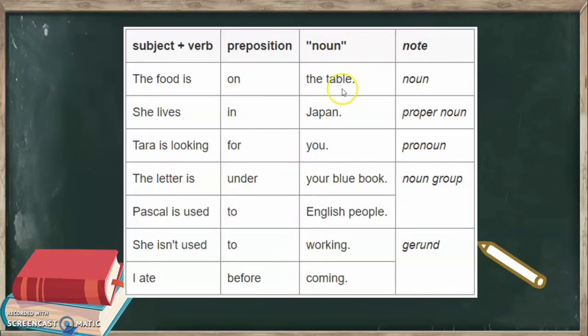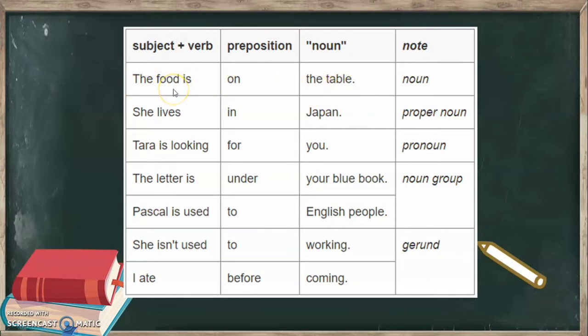So here is a structure with sample sentences. We have the subject, the verb, the preposition, the noun, and some notes here. Let us read the first one. The food is on the table.